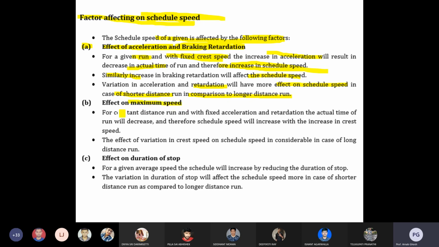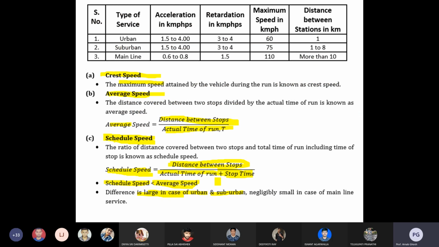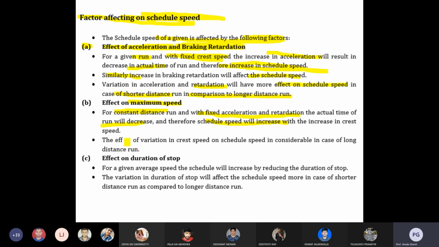Next, the effect of maximum speed. For a constant distance run with fixed accelerations and retardations, if you increase the maximum speed, the runtime will decrease, common sense. Therefore the schedule speed will increase, because the actual runtime will be decreased. The effect of variations of the crest speed on the schedule speed is considerable in case of long durations of run.